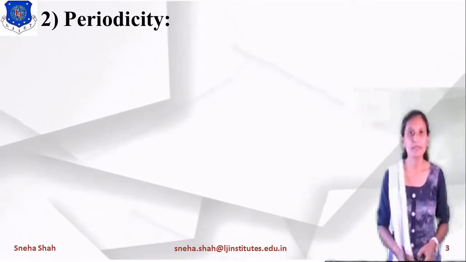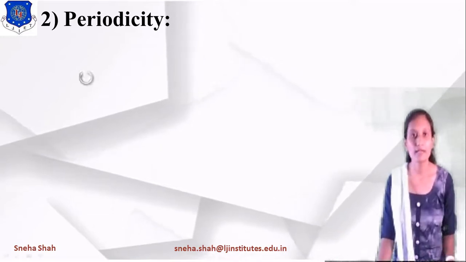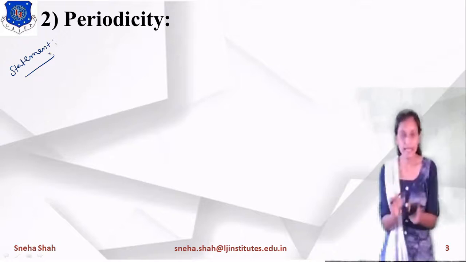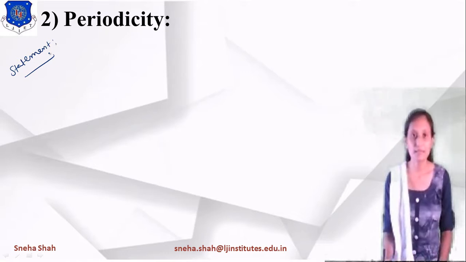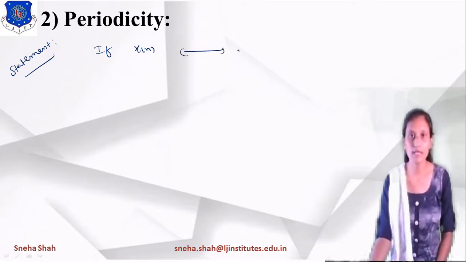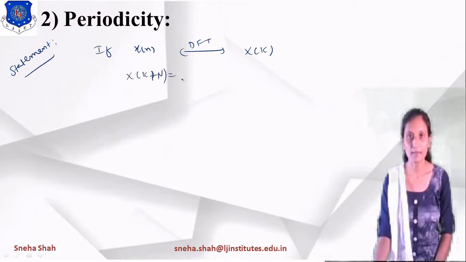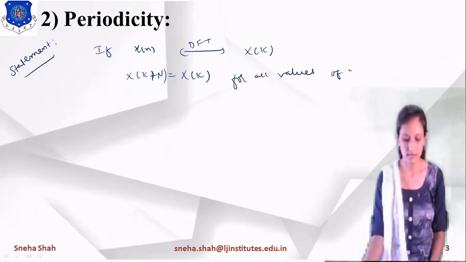Now the next property is the periodicity property. What is the periodicity property? If we write the statement for this, what is periodicity? After N number of samples, it will be the same as the original sequence. So applying the periodicity property, the statement is: if x of n is convertible to the form X of k when I take the DFT, then what is the periodicity condition? X of k plus N equals X of k for all values of k.